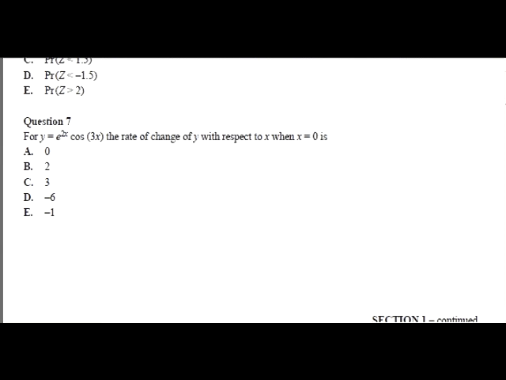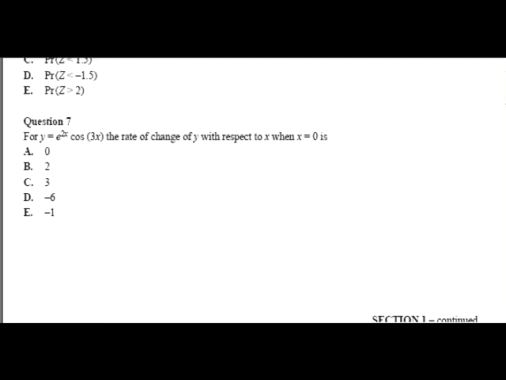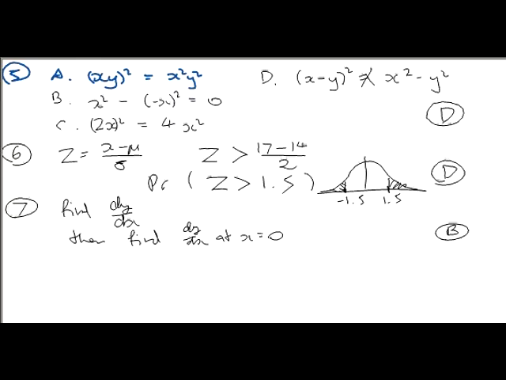So for some function, find the rate of change of y with respect to x when x is 0. Really easy. Use your calculator. What do you need to do? You need to find dy/dx, then find dy/dx at x equals 0. If you did this in your calculator successfully, you'll see that the answer is 2B. There you go.